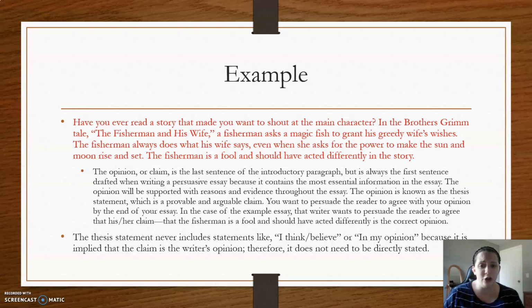It can be provable and arguable. You want to persuade the reader to agree with your opinion by the end of the essay. In the case of my example essay, we want to convince you that the fisherman is a fool. The thesis statement never includes phrases like I think, I believe, or in my opinion. That's just very generic. We want to come right out and state it. It's more of an implied thing. It's not really, I think that the fisherman is a fool. We would never write that for a persuasive essay. It just doesn't need to be directly stated.